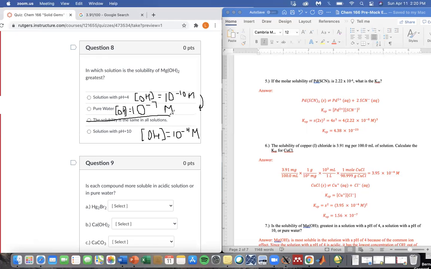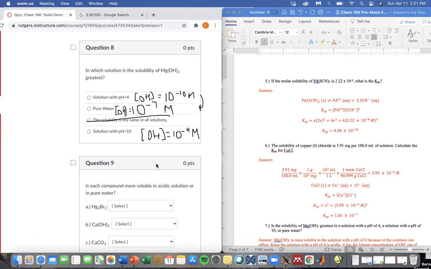But now we have to determine if it's going to be more soluble in a solution that has more OH minus or less OH minus. So what do you think? Will it be one that has more OH minus in it or less OH minus in it?